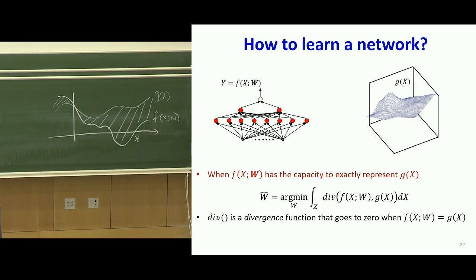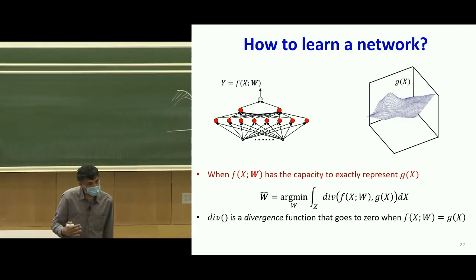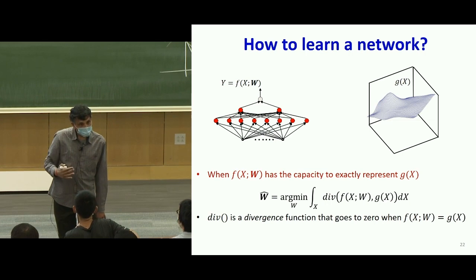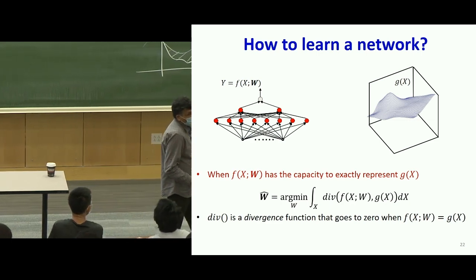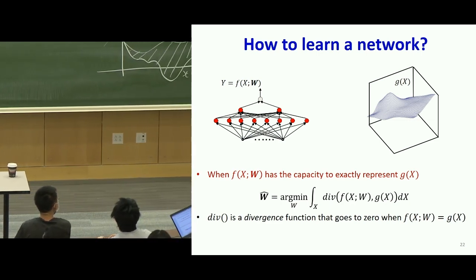So you want to minimize the volume of the space between the actual function and the function that the network is actually computing. Now, in order to minimize this volume, what is the first thing that we would need to do, Ryan?